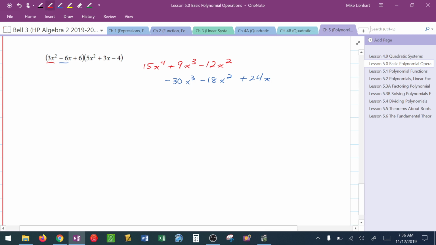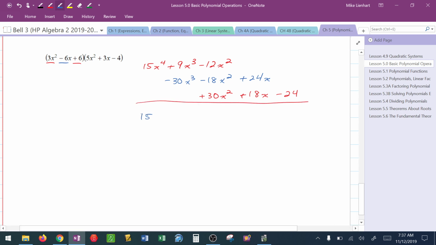But I still have one more term to distribute. Distribute it. 6 times 5x squared will be 30x squared. I'm going to line it up in the x squared column. 6 times 3x would be positive 18x. And 6 times negative 4 would be negative 24. I've got everything stacked and ready to combine.